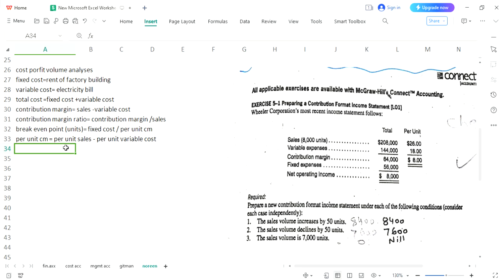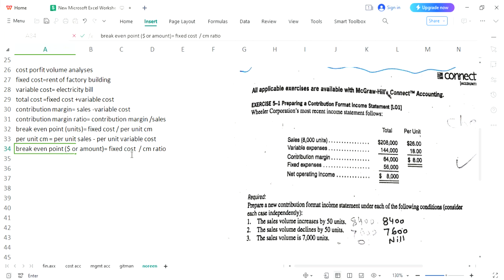So we have seen per unit contribution margin, and then you should have break even point in terms of dollar, or amount, and you can calculate it as well if you choose fixed cost and divide it with contribution margin ratio. So how would you calculate break even point in terms of dollar or amount?